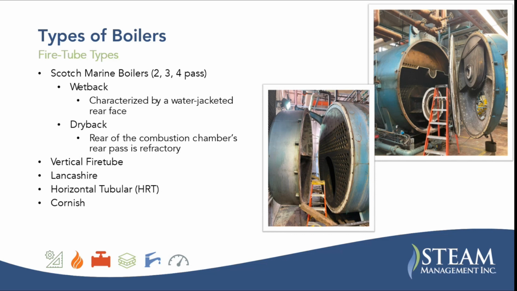A wetback boiler is a type of boiler where the combustion chamber is surrounded on its rear end by a water jacket or a space through which water or boiler water flows. Dryback boilers have a large refractory wall in the back. So in a wetback boiler, that first pass for the flue gases is still contained in water. On a dryback boiler, it's hitting a refractory wall and then turning and going back into the fire tubes.